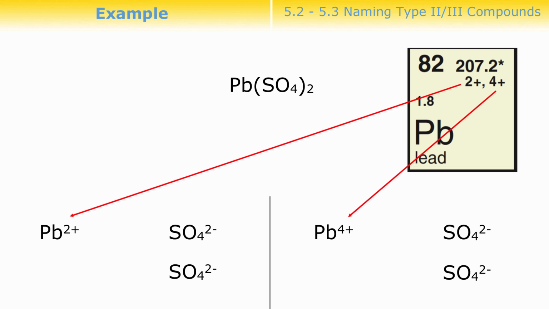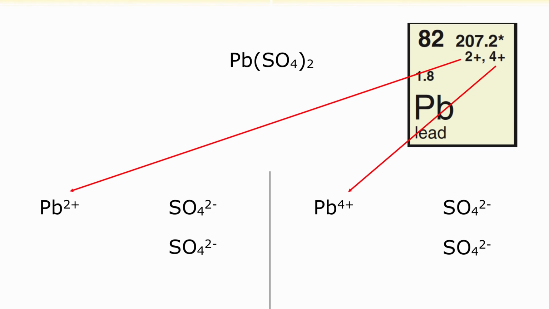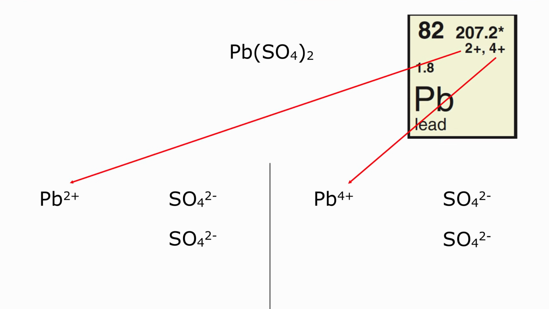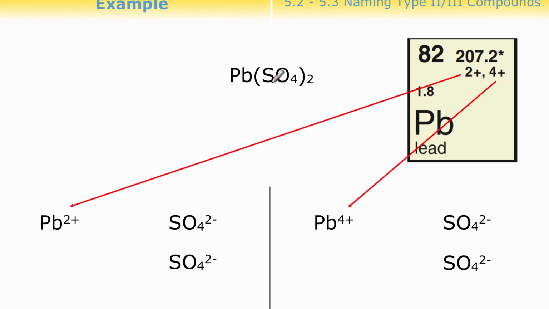I guess here's just another example or two, this time of getting names. Let's just practice a couple more of these. So if I have PbSO4, this is one with a polyatomic ion. Again, lead is one of these type 2 compounds where I have 2 charges. So it could be a 2 plus or it could be a 4 plus.